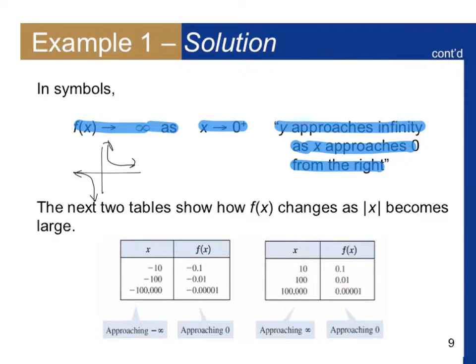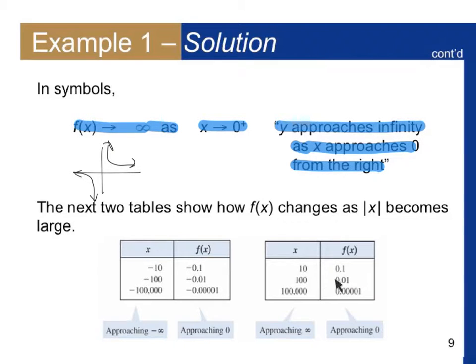And then our next two tables, we're going to look at larger values of x, positive or negative. So the next two tables will show how f of x changes as the absolute value of x becomes large. We're taking large positives or large negatives. So here we're approaching minus infinity for x. And notice our f of x gets really close to 0. We can see that when x is minus 10, our y is minus 1/10 or minus 0.1. When x is minus 100, our y is minus 0.01 or minus 1/100th. And when x is minus 100,000, getting larger and larger negative, our y is getting closer to 0. Now it's minus 1 over 100,000 or minus 0.00001.